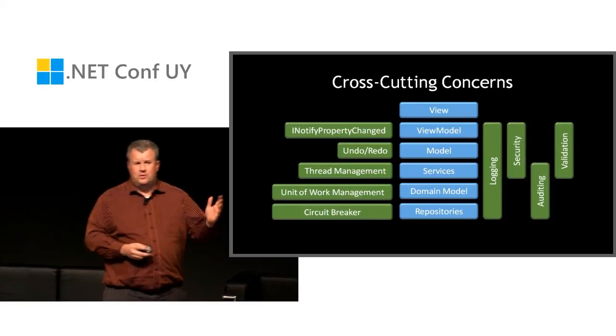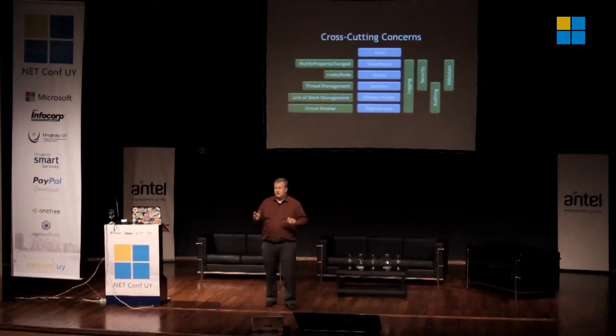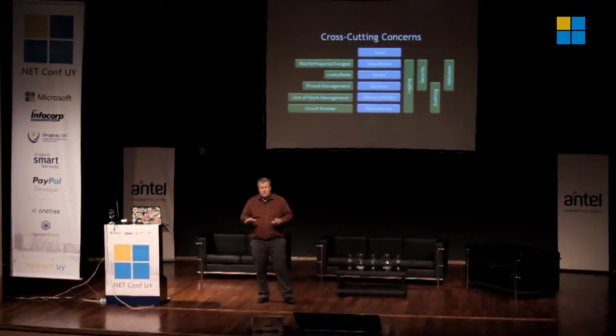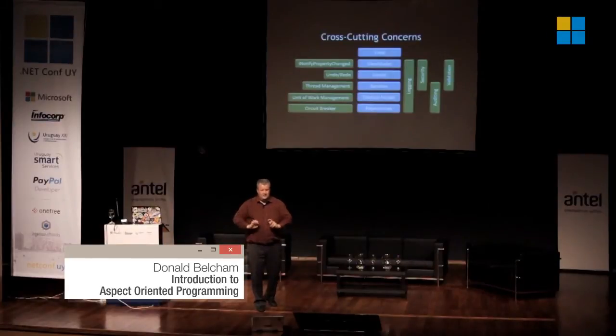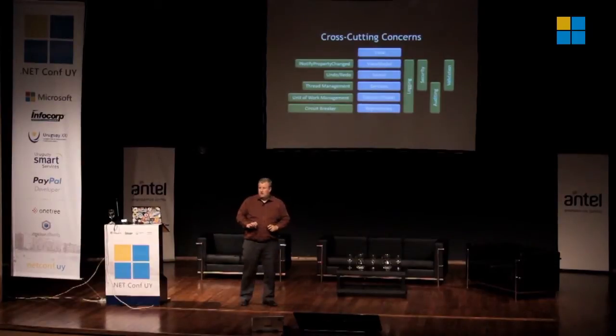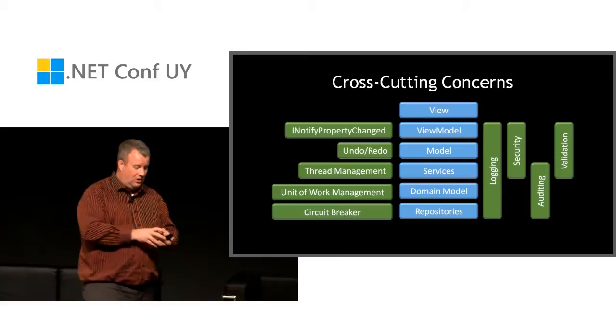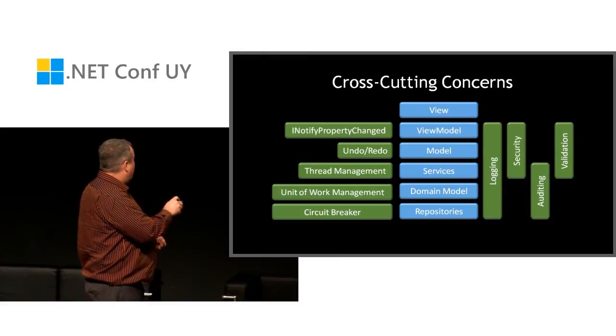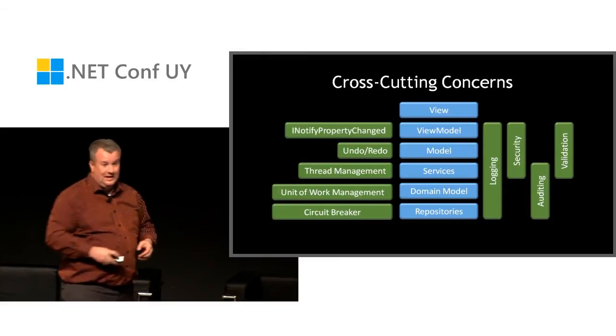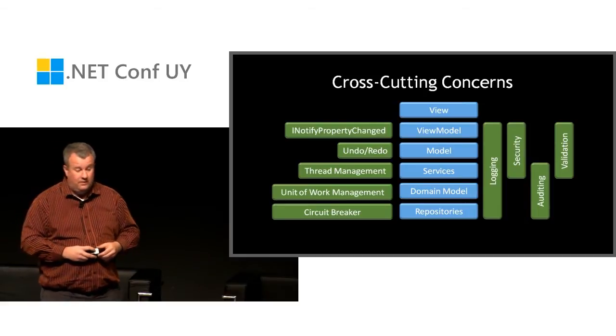How many people do unit of work or know what unit of work is? Right? It's a database pattern somewhat related to transactions. It allows you to do multiple updates to data and then say, okay, I'm done with all of these changes, now push it to the database all together. When we start implementing that, that's a cross-cutting concern because it'll start to float between the service layer down through to your data access repository type stuff.